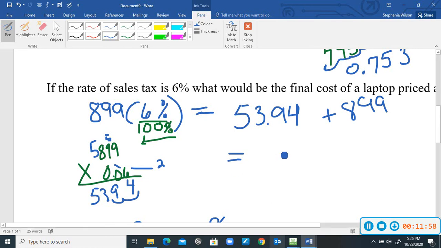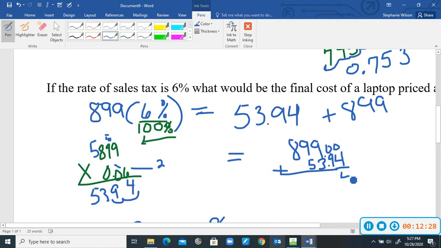So, 899 plus that 53.94. Let's add this up right quick. When we're adding, we got to line up the decimals. And since you don't see a decimal, it means it's behind it, okay? So, let's add this up.